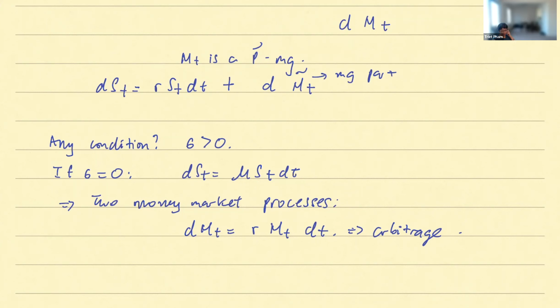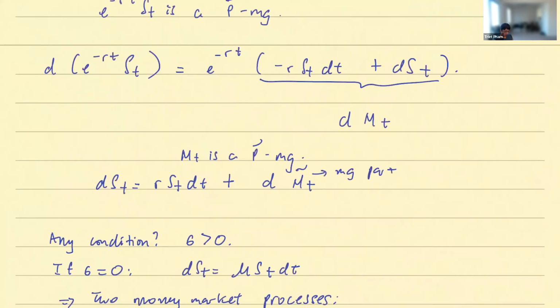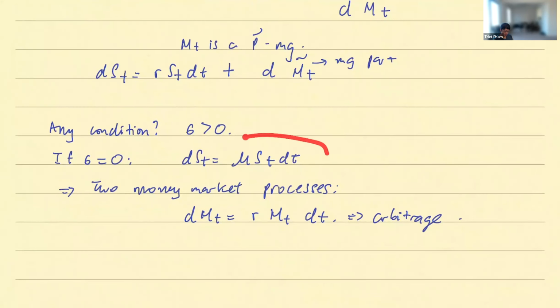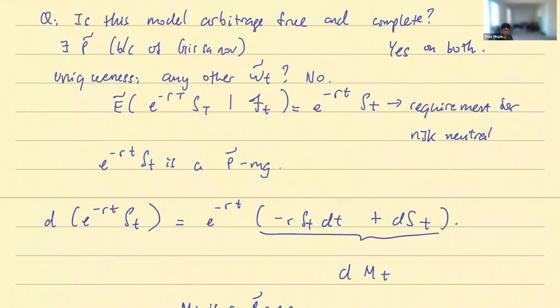So the message is actually very simple. If sigma equals 0, you can see very quickly that indeed there will be arbitrage. No abstract math is required to see that in this case, that is true. And so for the model to be proper, sigma must be non-zero, or positive. You cannot model two money market processes like this.